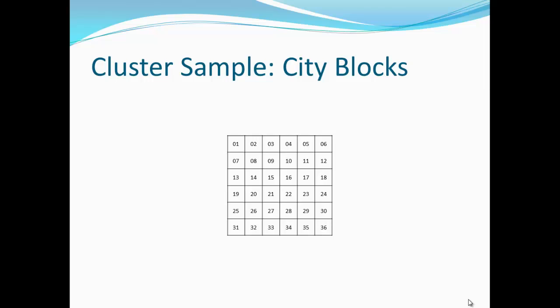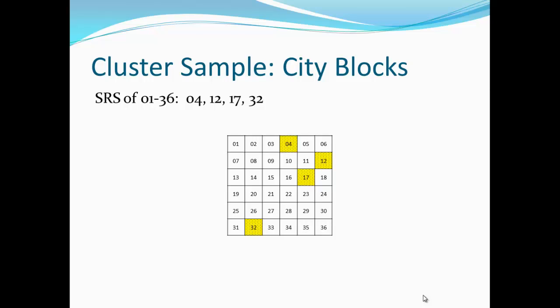We have this kind of a map of the city. We have 36 different blocks, and we would like to choose 4 of them for sampling. We could use a random number generator or a table of random digits in order to select those blocks. Let's suppose they turned out to be blocks 4, 12, 17, and 32. Simply interview all of the homes in each of these blocks, and that would give us 20 times 4, or 80 different homes that we've contacted.